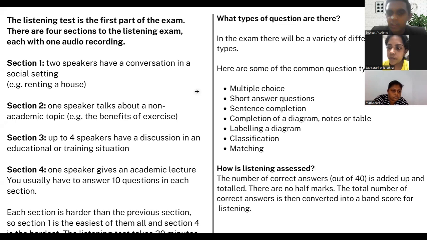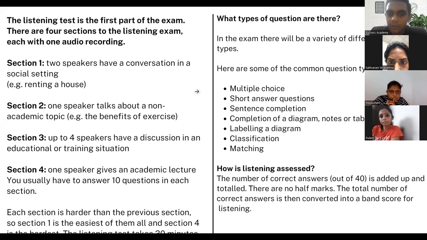Okay, it's clear. Great. Then we come to the different types of questions, right? You will get multiple choice questions, right? Multiple choice means MCQ. You will get about three or four different answers. You have to choose the correct answer. Then you will get short answer questions. Short answer questions means they will ask you a question. You have to write a one word or two word answer, right? Sentence completion. Sentence completion means they will give you a fill in the blanks type question. They will give you a sentence. There'll be a blank. You have to complete it or fill it, right?